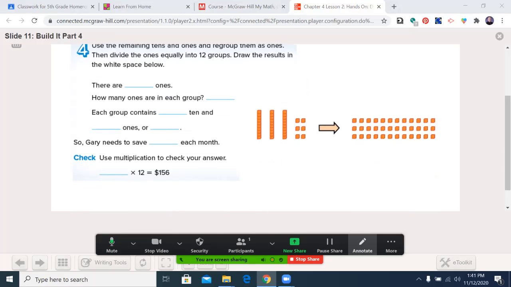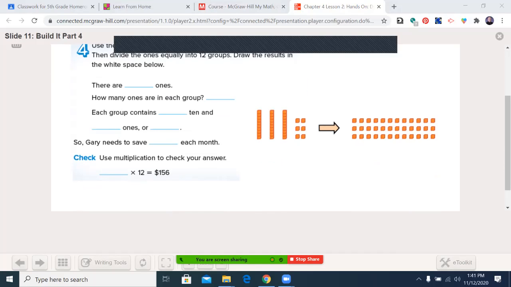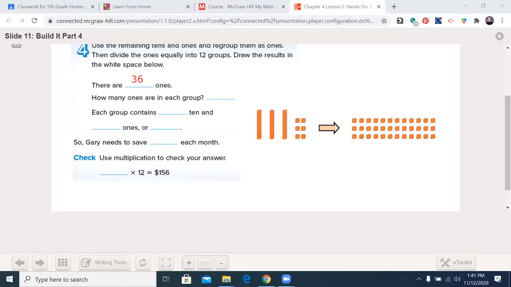I'm going to grab my annotation tool here. There are 3 groups of 10. Obviously, that can't be divided by 12, so we have to regroup them into the next column over, which is the ones. How many ones are in 30? Well, obviously 30. Plus there were 6 before, so there are 36. Now we divide it into 12 groups.